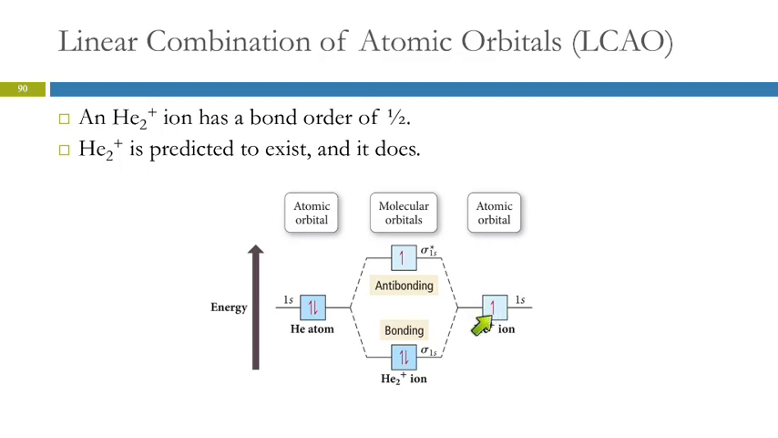So here you've got a helium ion and a helium atom. And we're going to combine those 2 together. So now we've got a total of 3 electrons. We'll put 2 down here, and the third one goes up there.